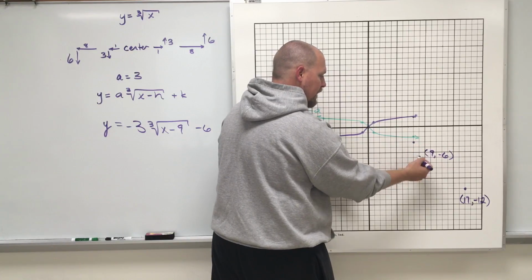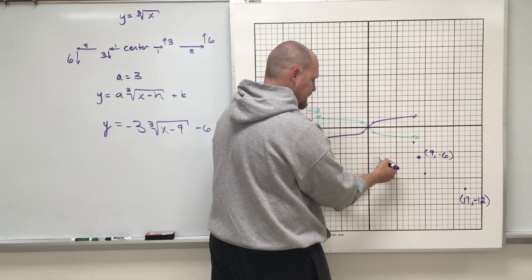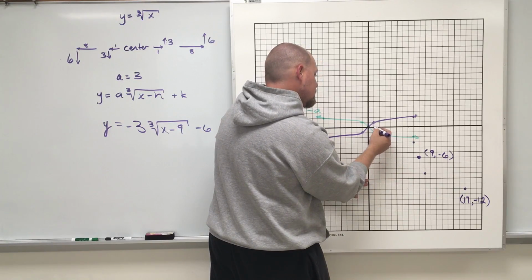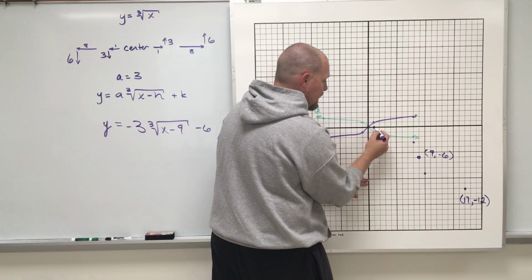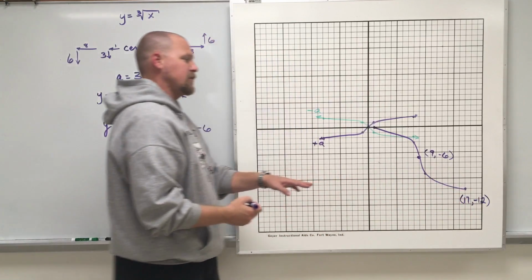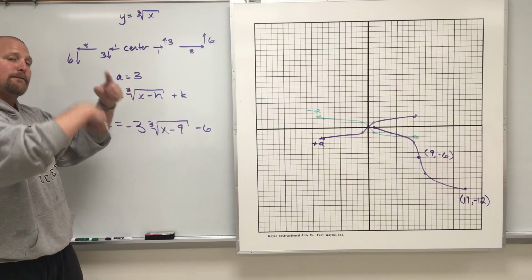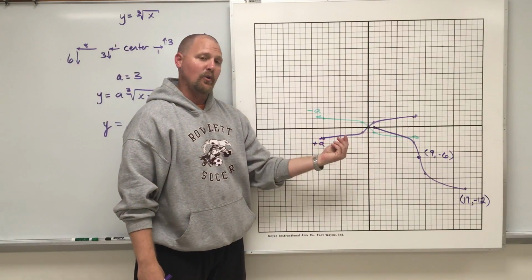And then from this point, go back over 8, 1, 2, 3, 4, 5, 6, 7, 8, up 6. So there is my cube root function that I have stretched by a factor of 3, and I flipped it, so it made it negative. And notice I'm getting closer and closer to my origin.